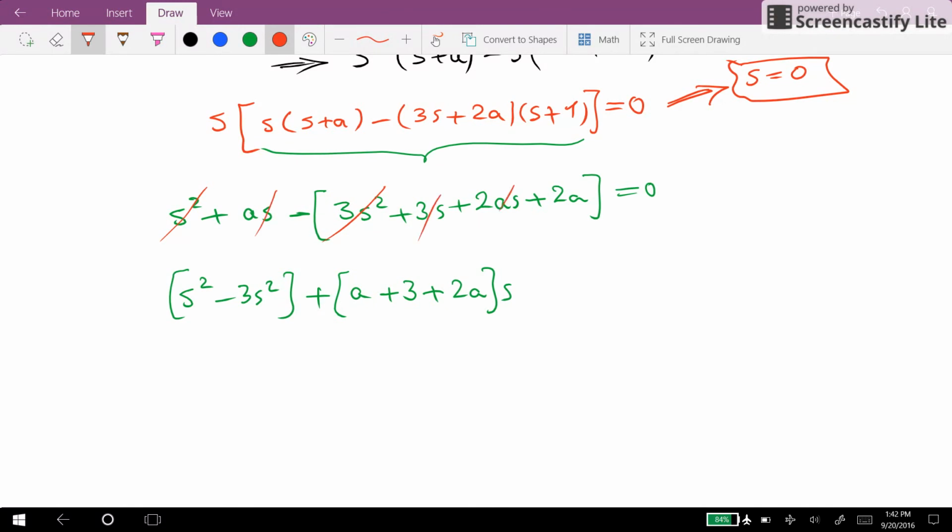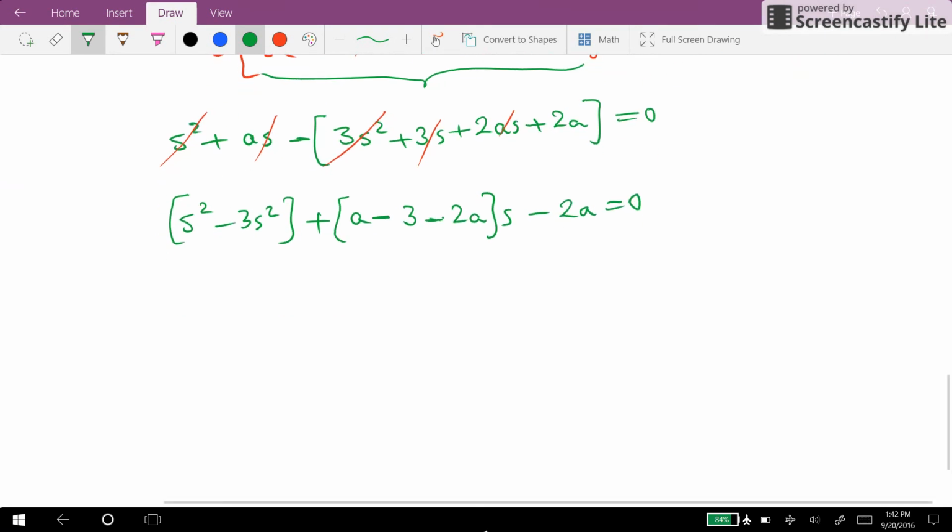Indeed, here we need to have minus signs. Yeah. So here we will have a minus 3 minus 2a times s, and then we will have minus 2a equal to 0. So rewriting it again, we will have minus 2s squared. From here we will have minus 3 plus a times s minus 2a equal to 0. And we can again rewrite it in order to find the roots maybe a little bit easier.